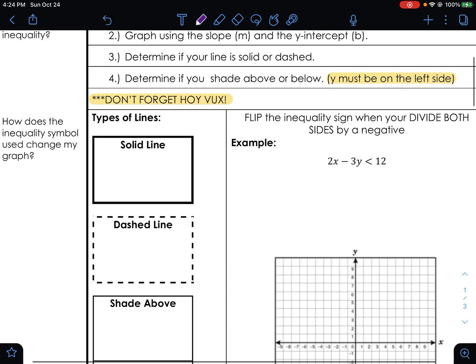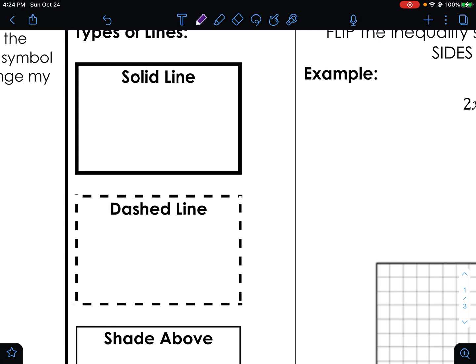So starting off, we're going to talk about the types of lines. So we already said that there's 2 types of lines. They're either solid lines or dashed lines. How we determine if it's solid or dashed is based on the inequality symbol. If we have the inequality symbols with the or equal to's attached, so less than or equal to and greater than or equal to, when you graph, your line will be a solid line.